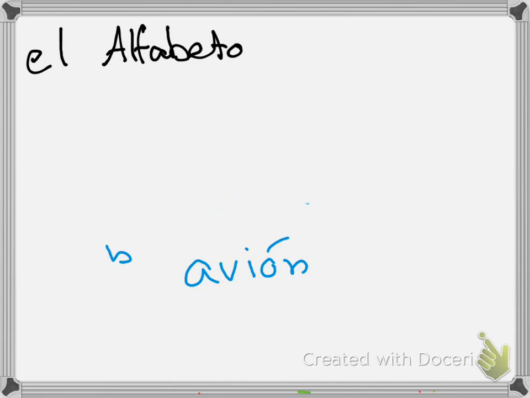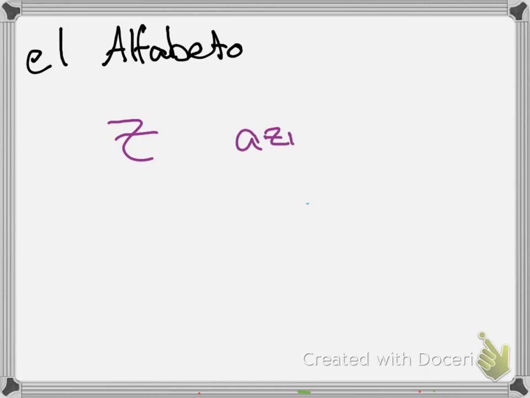Another letter that has only a slight difference between the English and the Spanish is la letra Z, zeta. Now, in English, this would be a Z, like in buzz, but in Spanish, it's actually more of an S. For example, the color azul, which is blue. It's more of an S than a Z. It's not azul with a Z.